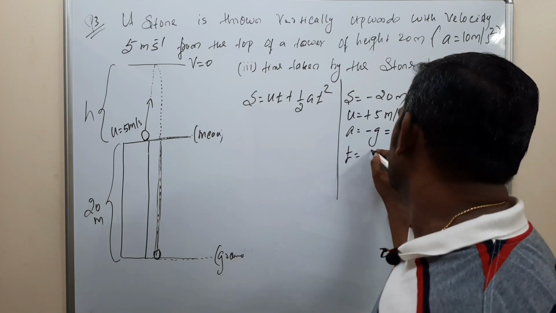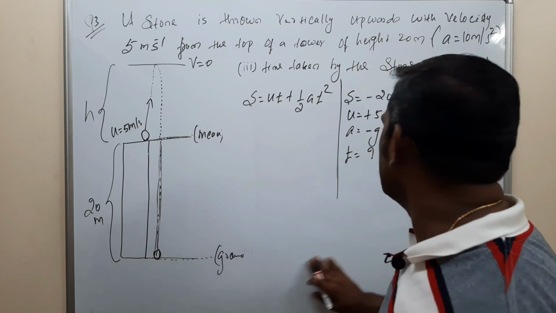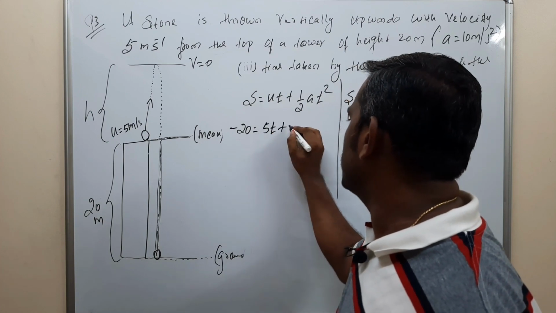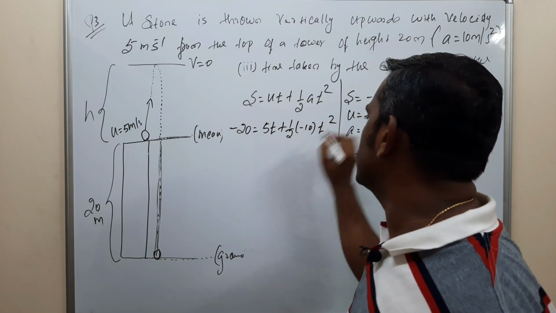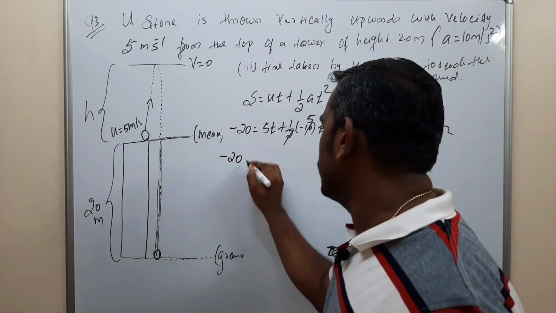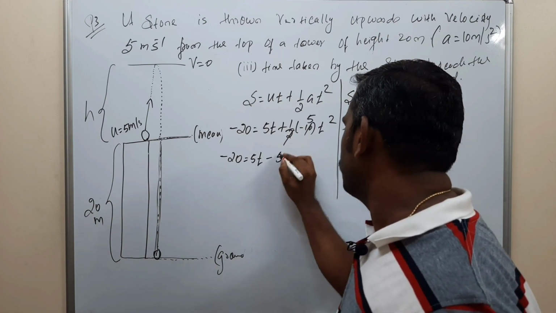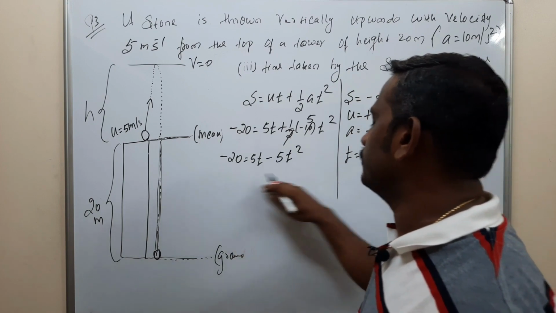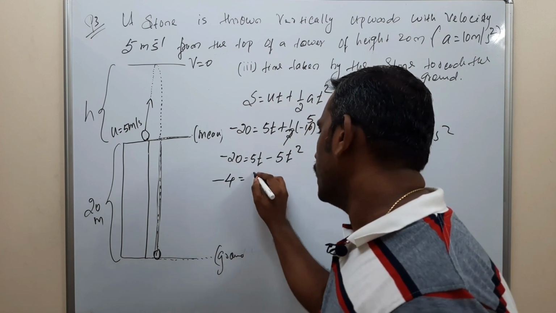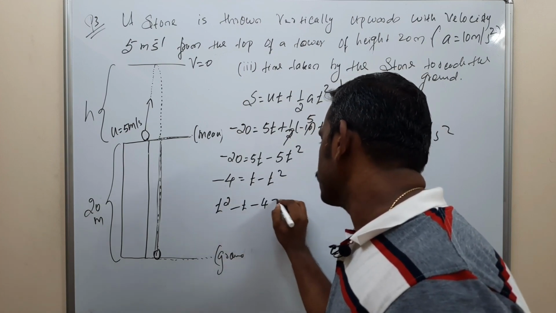So we have to find T, the time taken by the stone to reach the ground. Substitute the values. Minus 20 is equal to UT, that is 5T, plus half into minus 10 into T square. So minus 20 is equal to 5T minus 5T square. Divide the equation by 5. So minus 4 is equal to T minus T square. So T square minus T minus 4 is equal to 0.